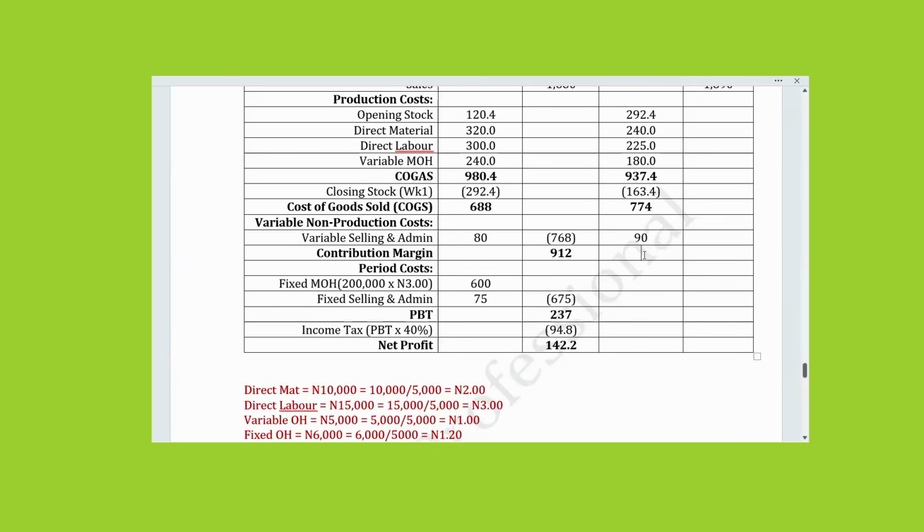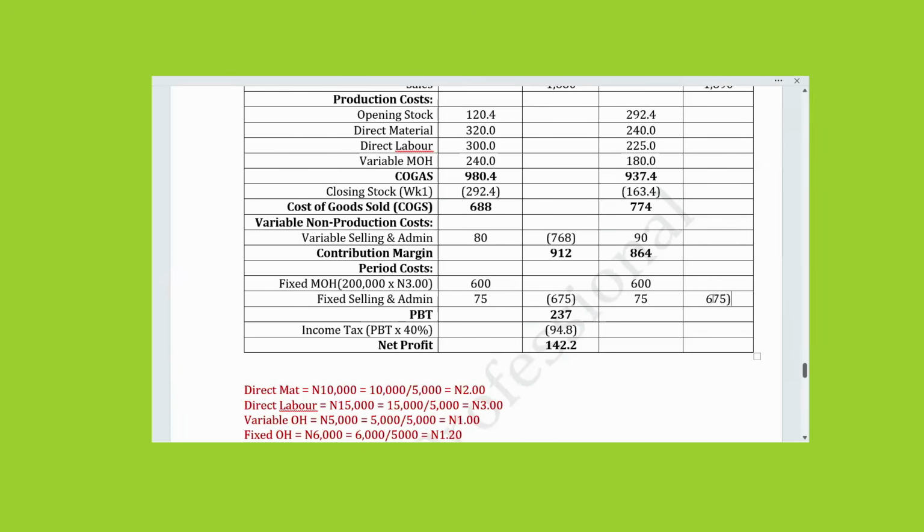All right. Then you add up variable selling and admin. 774 plus 90. 864. Then period cost. Remember what I told you. Using marginal costing approach, fixed cost will remain constant. It will not change because it is based on the budgeted output. So fixed manufacturing overhead will remain 600,000 because our budgeted output is still the same 200,000. Then fixed selling and admin expenses too is 75,000. So add it up, that's 675.